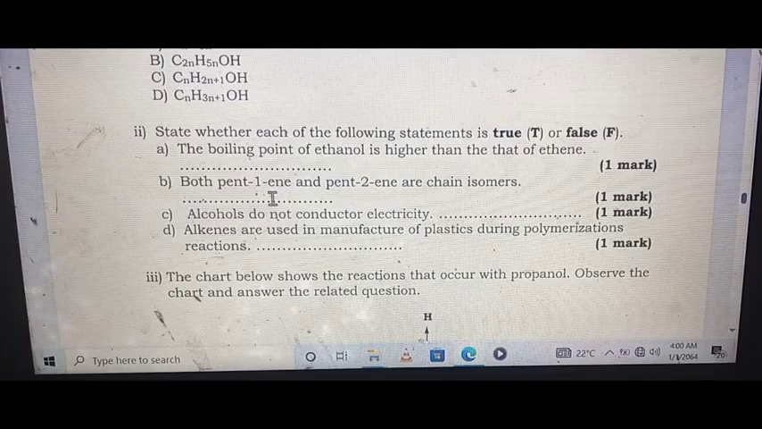B. Both pentane and 2-methylbutane are chain isomers. The correct answer is false. C. Alcohols do not conduct electricity. The correct answer is true. D. Alkanes are used in the manufacture of plastic during polymerization reaction. The correct answer is true.